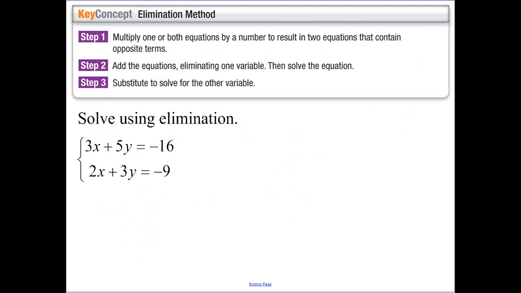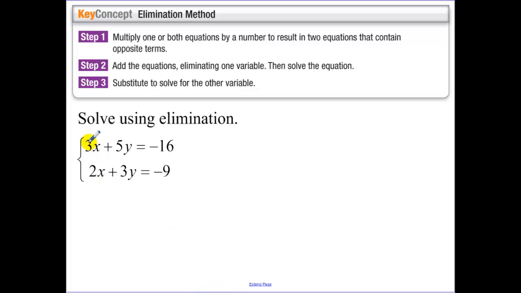Next is elimination. So with elimination, what you want to keep in mind is you want to multiply one or both of the equations by a number so that they contain opposite terms, meaning that the coefficient on the x's is going to be the same, just one's positive and one's negative. And I'm going to eliminate that x.